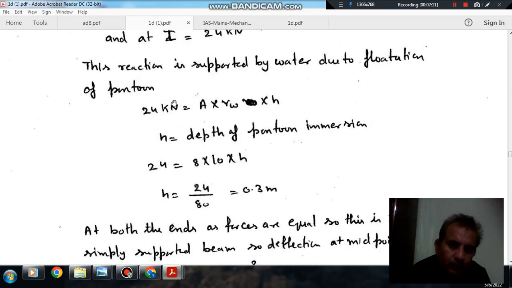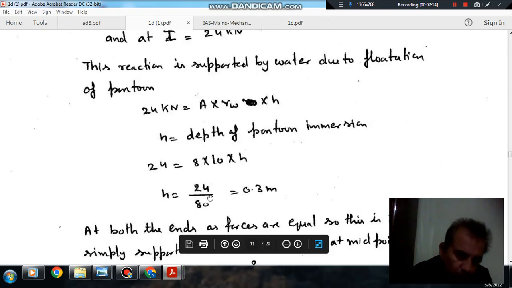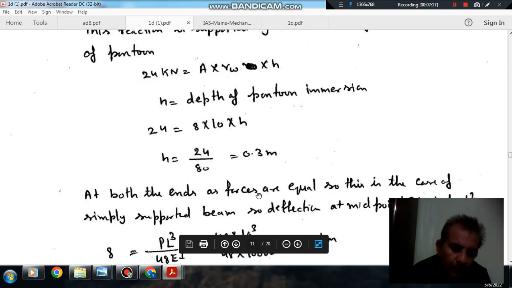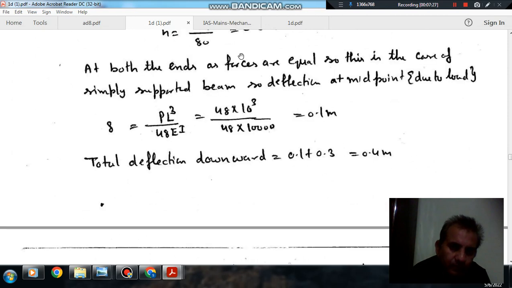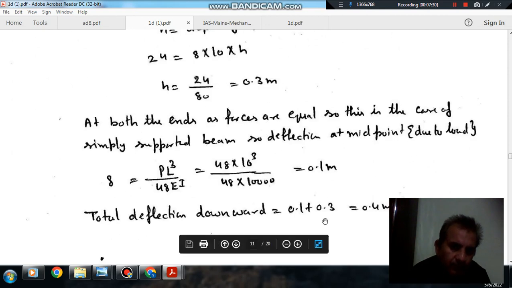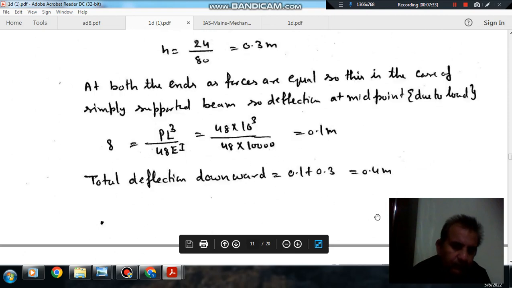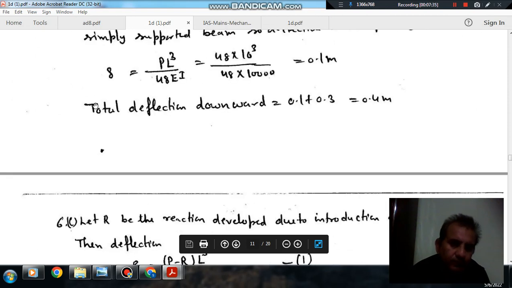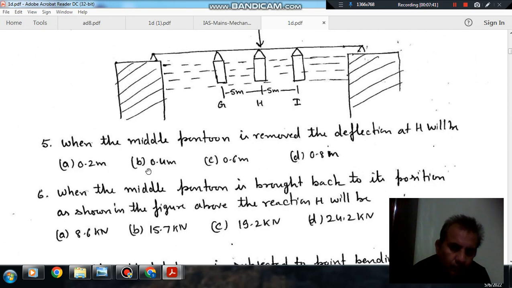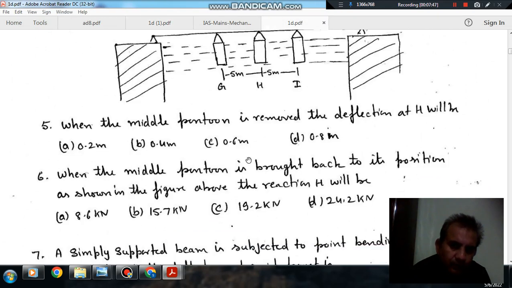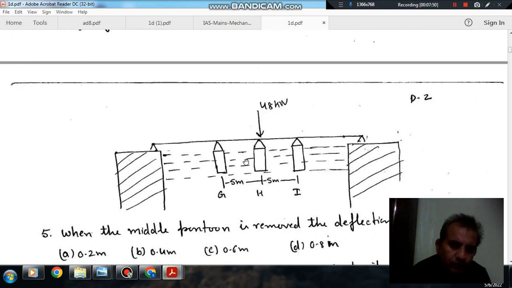Now the total immersion of the whole beam GHI is 0.3 meter, and there will be extra deflection of the midpoint, that is given by PL cubed by 48 EI, and that will be your 0.1. So the deflection of the midpoint will be 0.3 meter plus 0.1 meter. So total deflection downward will be 0.4 meter. So the answer is option B.